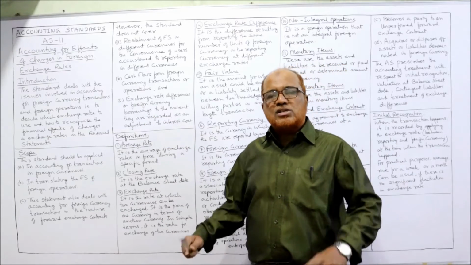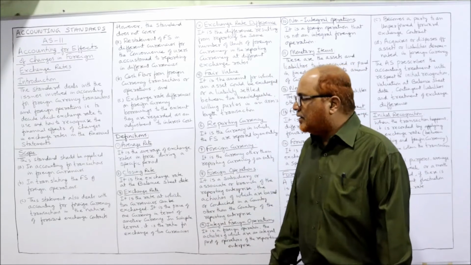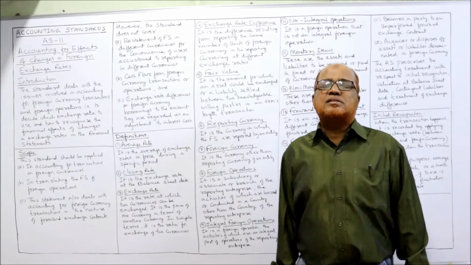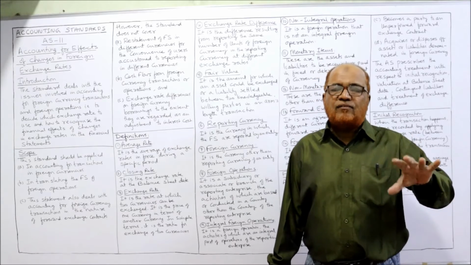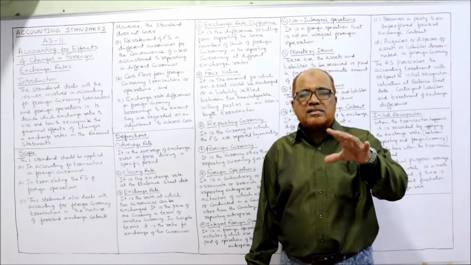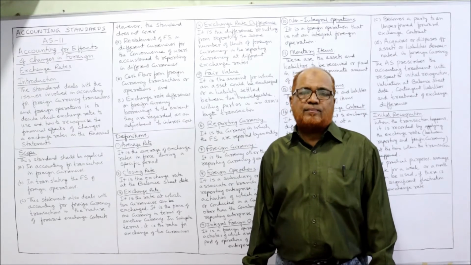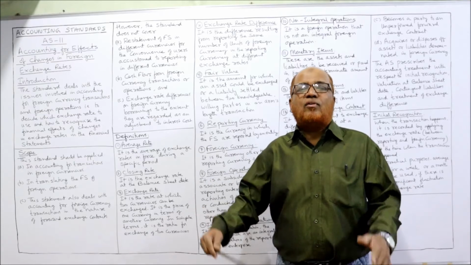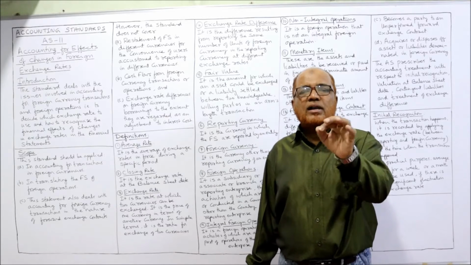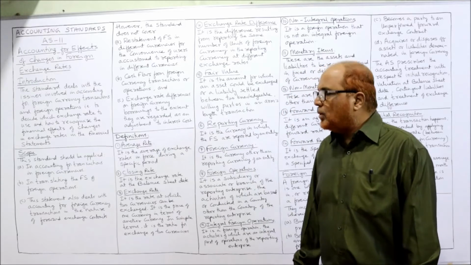Now, scope. What is the scope of this accounting standard? What are the areas which are covered by it? First of all, this standard should be applied in accounting for transactions in foreign currencies. If a business does not have any foreign transactions, AS11 is not applicable. AS11 is only applicable to those business organizations which have foreign currency transactions, that means the business is dealing with foreign countries, with companies in other countries. Whenever foreign currency transactions are there, only then will this AS11 be applied.